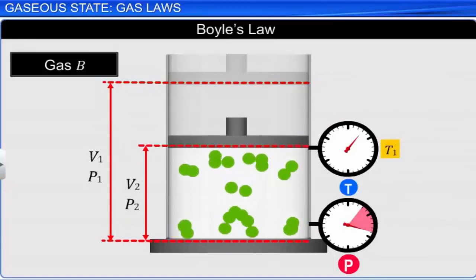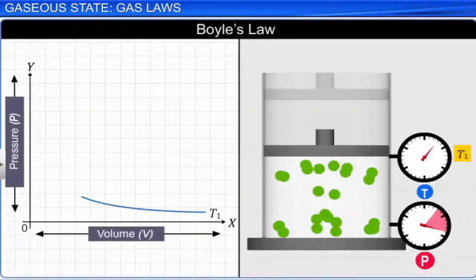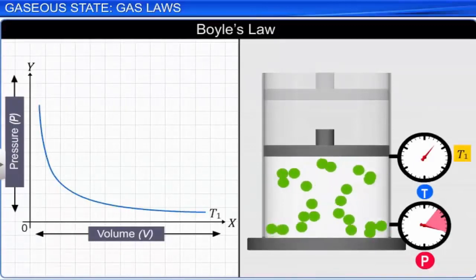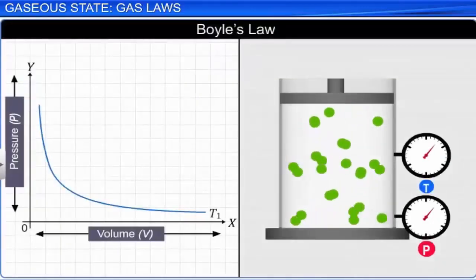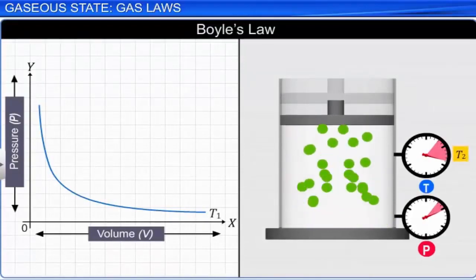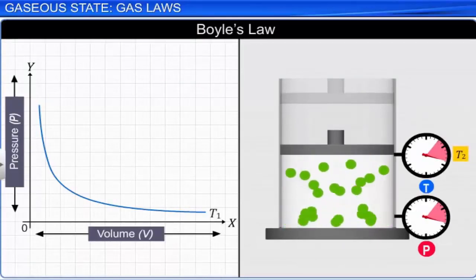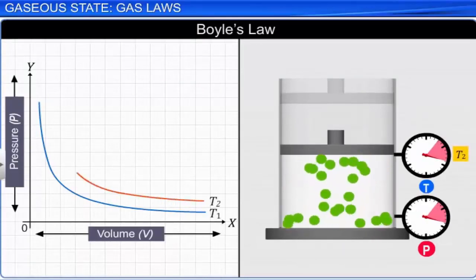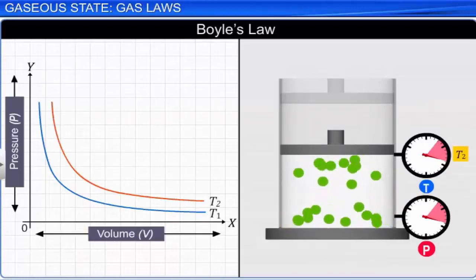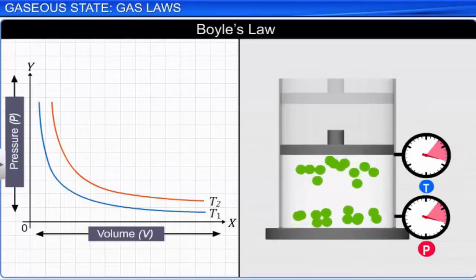If we plot this variation of pressure versus volume on an XY graph, we get the given curve. Let us now change the temperature of the gas to T2 and repeat the same process by keeping the temperature constant at T2. In this case, if we plot the variation of pressure versus volume, we get a different curve. From this, we can conclude that each pressure versus volume curve corresponds to a different constant temperature for a given amount of gas. These curves are known as isotherms.